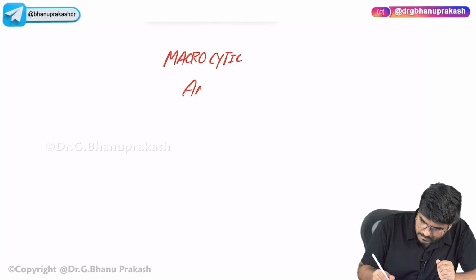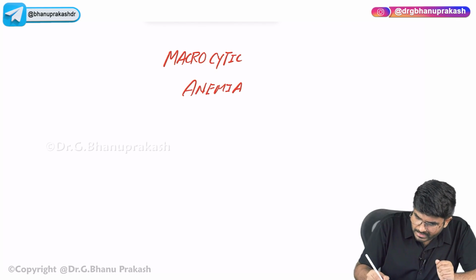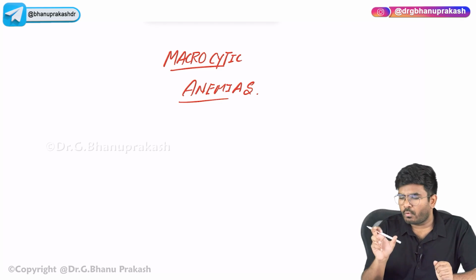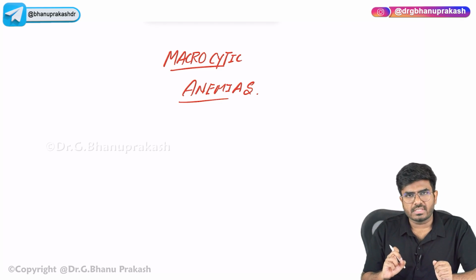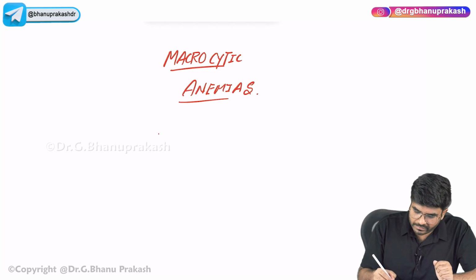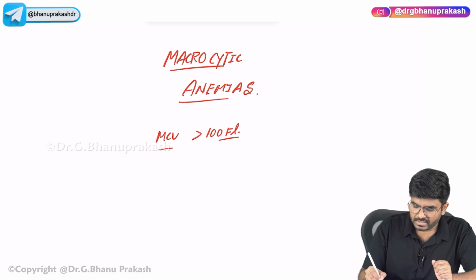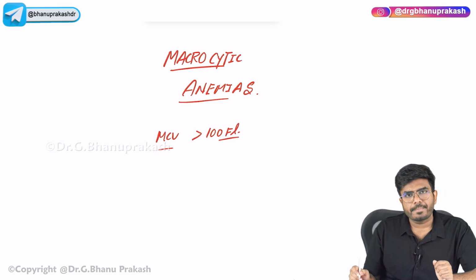Macrocytic anemias. So what exactly are these macrocytic anemias? You already know it. What is the normal volume of the RBCs? The normal volume of the RBCs is 80 to 100 femtoliters. If the mean corpuscular volume is greater than 100 femtoliters, then it is called macrocytic anemia.